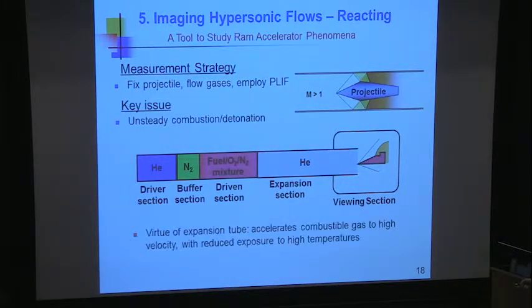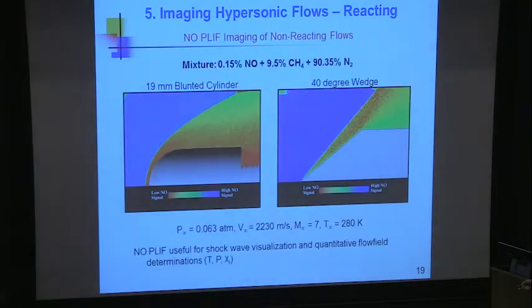That was my idea. The virtue of the expansion tube is that you can accelerate combustible gas to high speeds without ever putting it at high temperatures, and therefore keeping it from burning. The shock tube is not perfect, though, so you have to do some test conditions. Here are some experiments where we use a blunted cylinder. Feed the flow with a little bit of nitric oxide, and here's the methane. The mixture for the RAM accelerator, called RAMAC, was methane. If we leave out the oxygen, we could just have the gas without the oxygen.